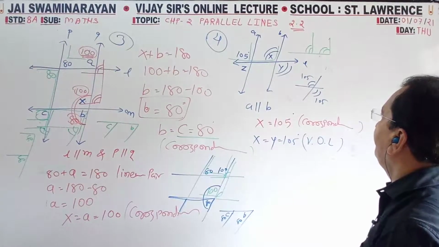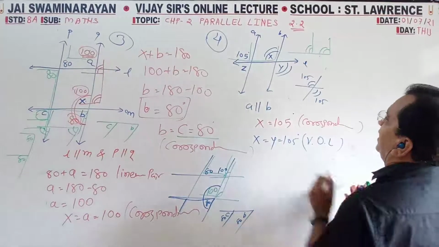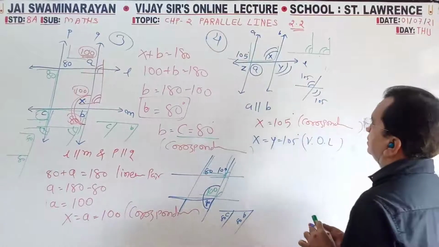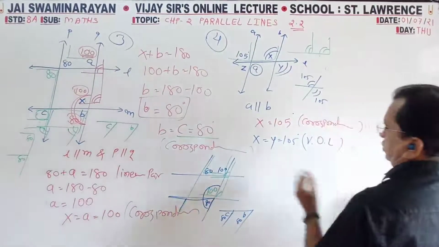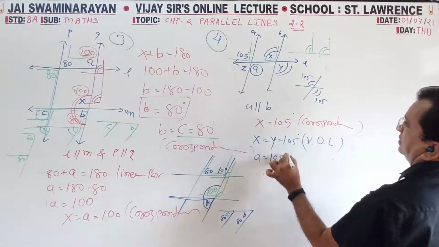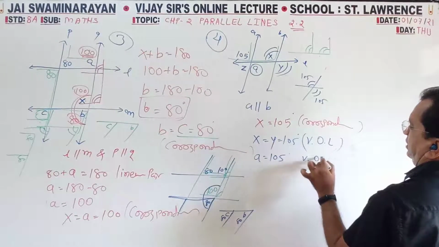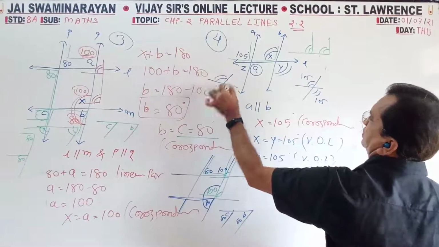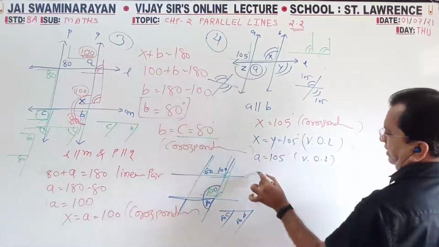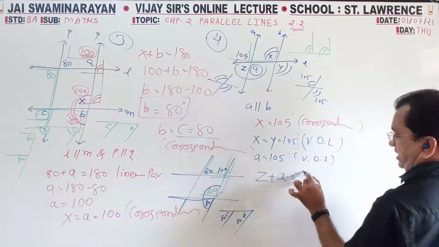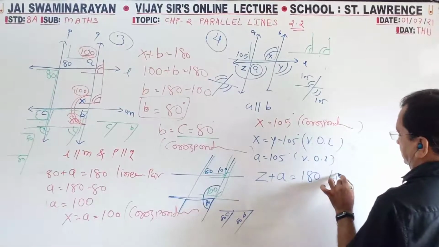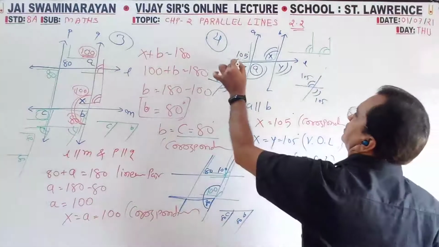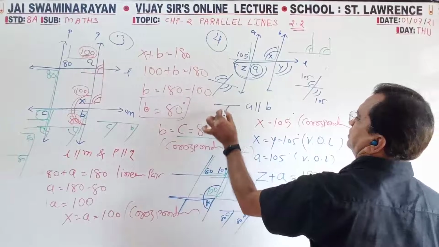Now I will write this A. So A also is 105, vertically opposite angle. This is 105, this is 105. Now Z and A, it is 180. Linear. So this is linear, Y shape.